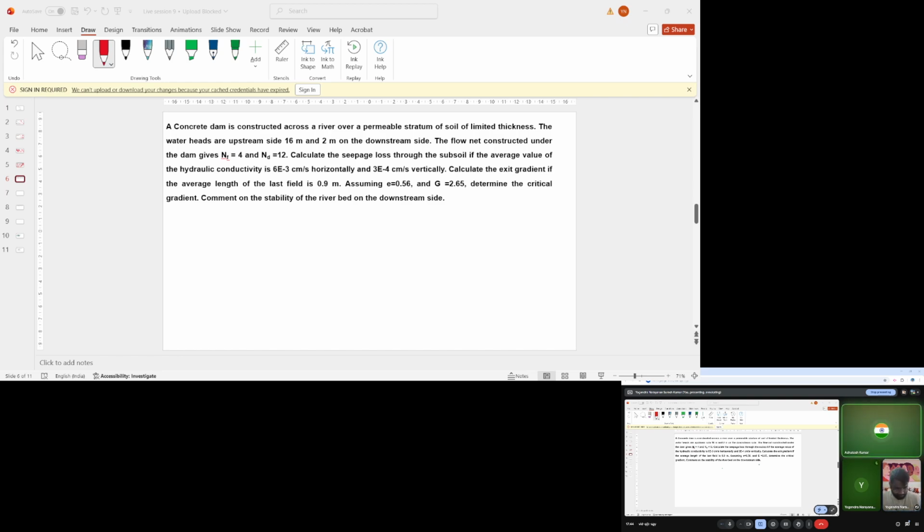Yes sir, the concrete dam which is constructed has an upstream side of 16 meters and a downstream side of 2 meters. So what is given and what needs to be calculated? You tell that. Calculate the seepage loss, the first part, is to be calculated. How will you calculate seepage loss?